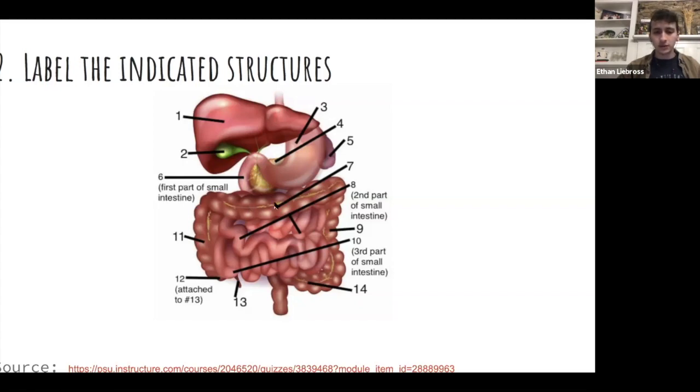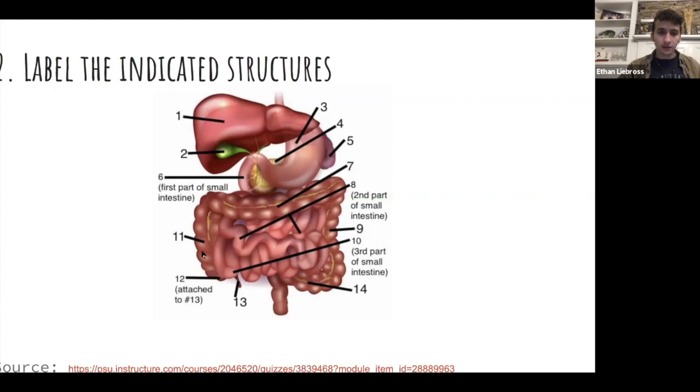Number 7, this top of the large intestine that runs right over here horizontally, that's called the transverse colon. 8, it's the second part of the small intestine, and that's the jejunum. 9, coming down, is the descending colon, which is also part of the large intestine. The colon is another name for the large intestine. 10 is right over here. It's the third part of the small intestine, and that's the ileum.